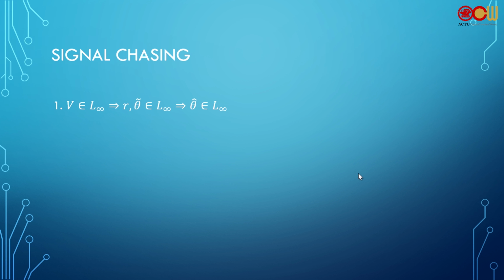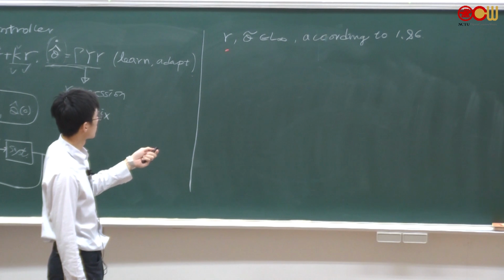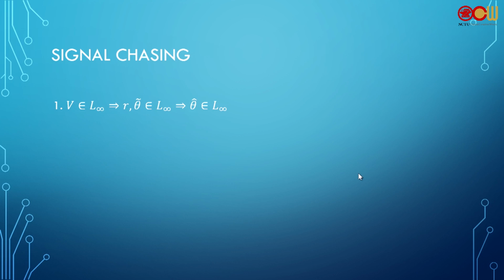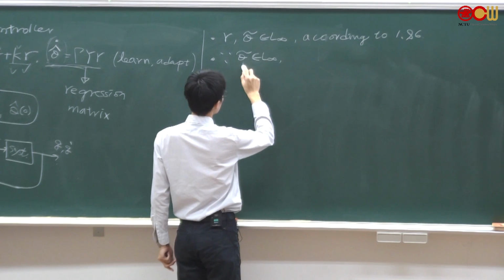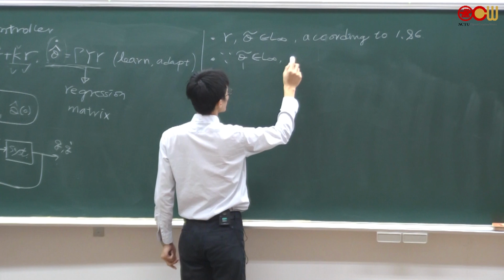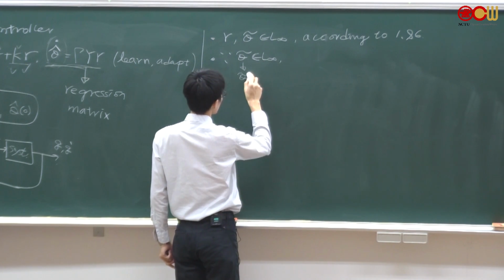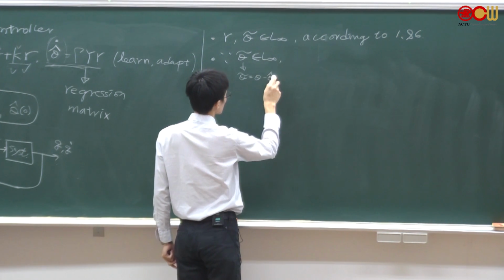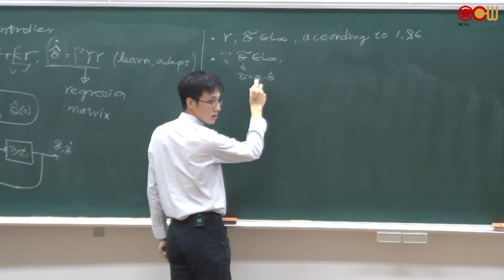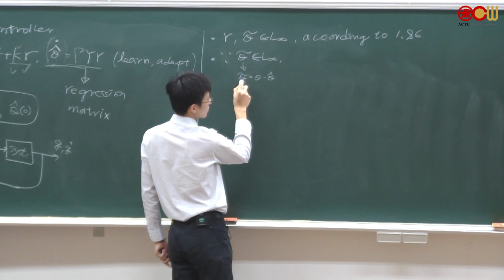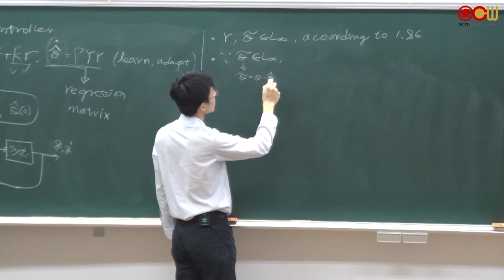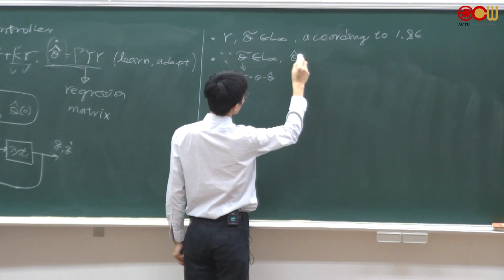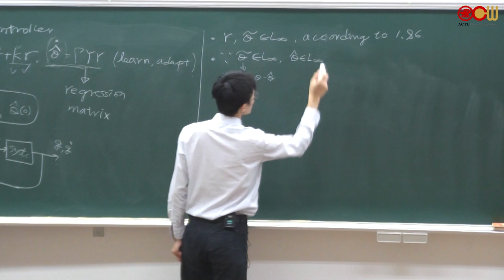So next slide, we call it signal tracing. It starts from these two signals, which are bounded. V is bounded, so both signals are bounded. And because theta tilde is bounded, and this is defined as theta tilde equal to theta minus theta hat, and theta is a constant, if theta tilde is bounded, theta hat will also be bounded.